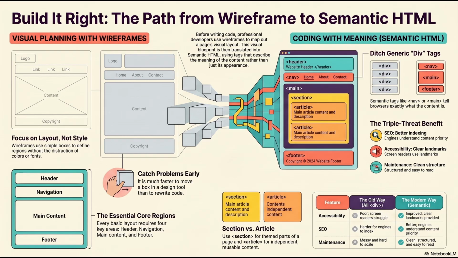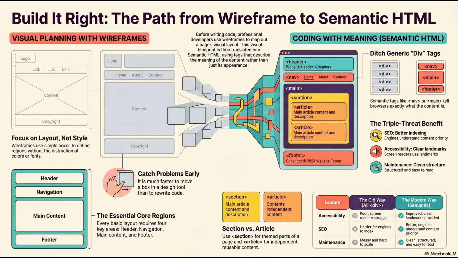Okay, so we've mapped out our sci-fi city. We have our clean grayscale wireframe. Once that visual plan is locked in, how do we actually translate those drawn boxes into code that a browser can actually understand? Which brings us to the absolute core of today's deep dive, semantic HTML.